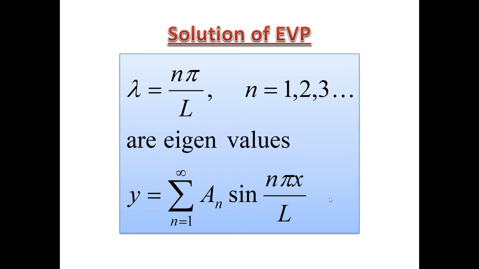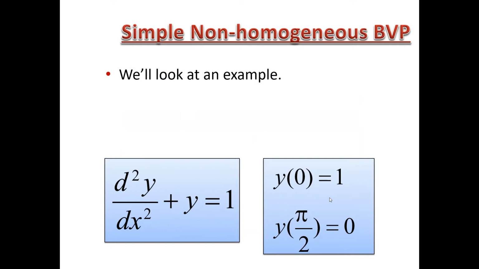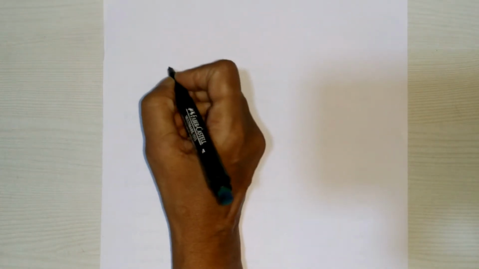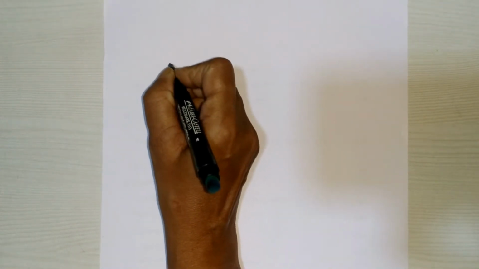Let us see a very simple example of a non-homogeneous system. This is a non-homogeneous system where R(x) is equal to 1, and the boundary conditions are non-homogeneous. So both the equation as well as the boundary conditions are non-homogeneous. Now we will see how we can find the solution of this simple non-homogeneous equation. So first we will find the solution of the homogeneous equation.